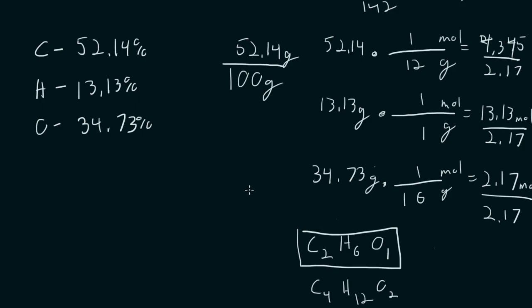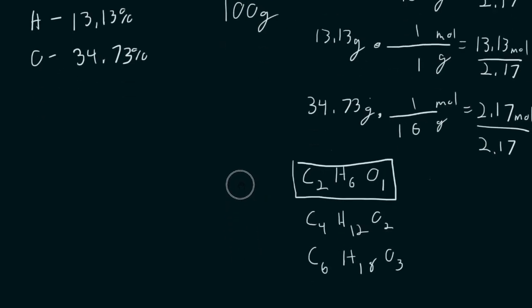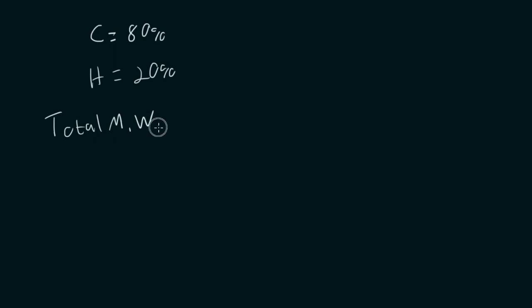So let's look at something. How would we figure out the actual molecular formula? Let's look at an example for that. Let's do 80% carbon, 20% hydrogen with a total molecular weight of 45 grams per mole. So we're going to do the same technique we just did. We're going to assume we have a 100-gram sample, which means that this is going to be 80 grams of carbon and 20 grams of hydrogen.